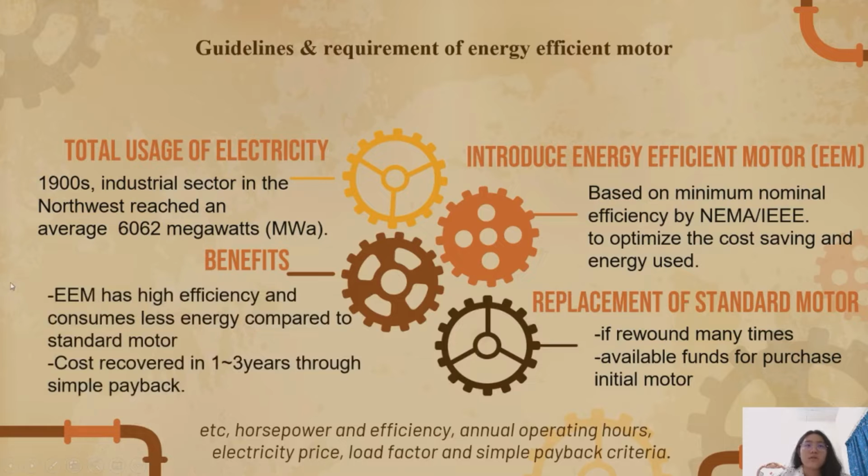And what are the benefits of EM? EM has high efficiency and consumes less energy compared to the standard motor. And we know the standard motor costs less than the EM in the initial purchase. But the cost of EM will be recovered in between 1 and 3 years through the simple payback. And next, in the application, we will show how to calculate the simple payback.